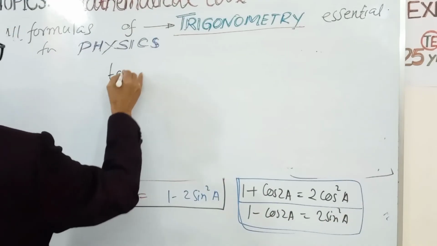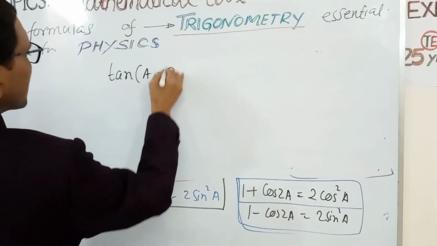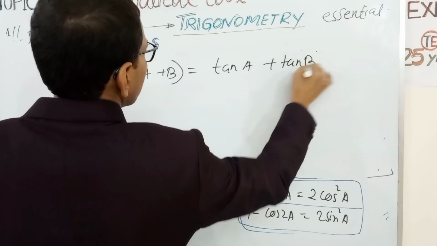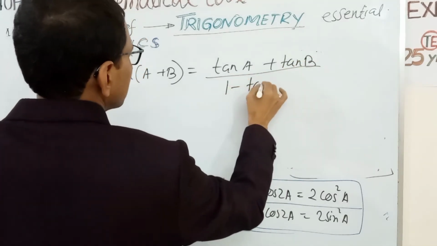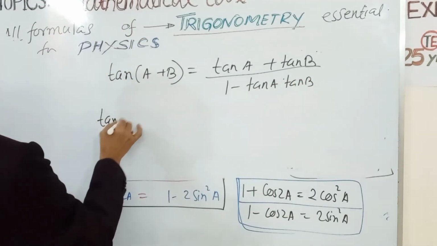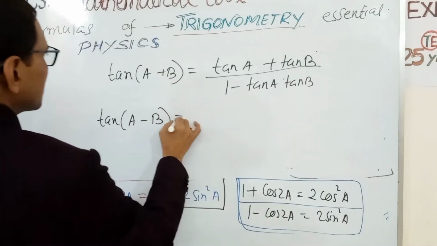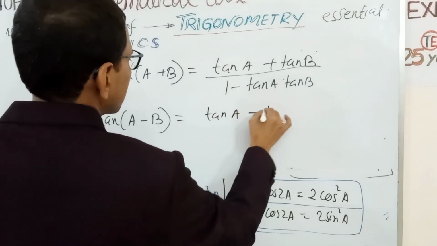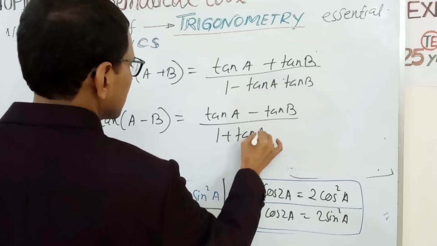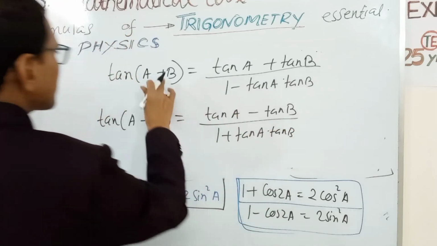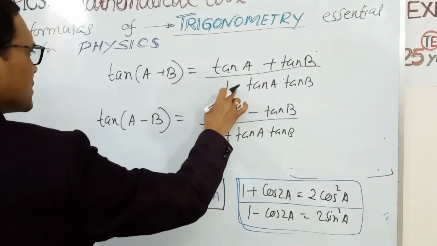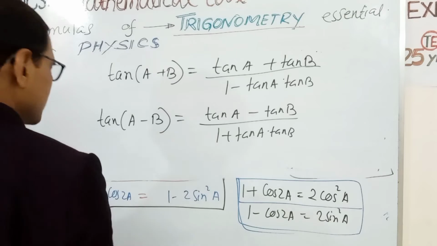Sin a plus b over cos a plus b, we get tan a plus b. So what is the formula of tan a plus b? Tan a plus b becomes tan a plus tan b by 1 minus tan a tan b. And tan a minus b is tan a minus tan b by 1 plus tan a tan b. So the numerator sign stays the same, and below, if this is plus, this becomes minus; if this is minus, this becomes plus, opposite.